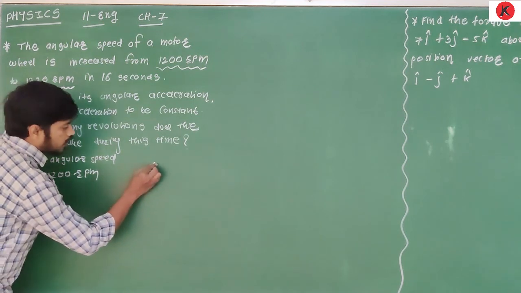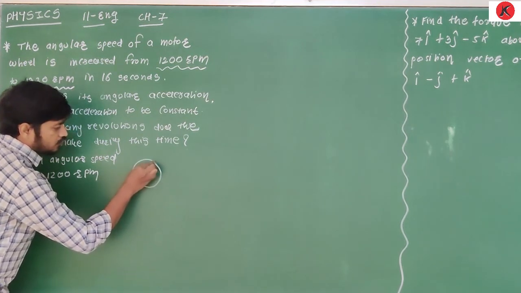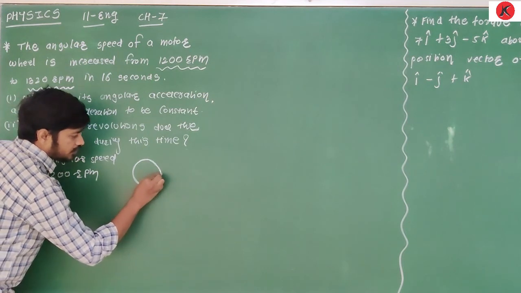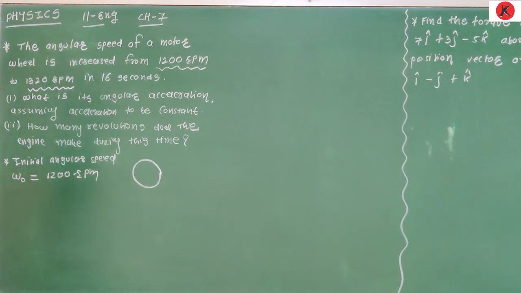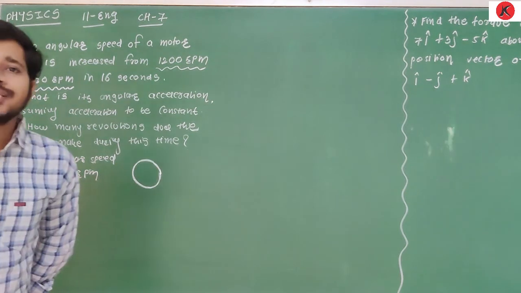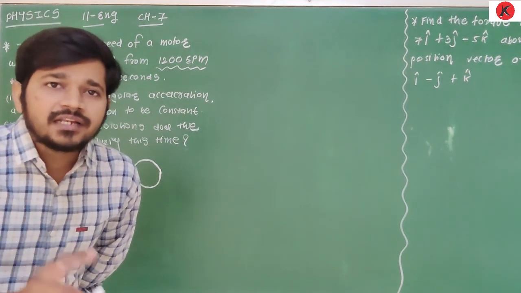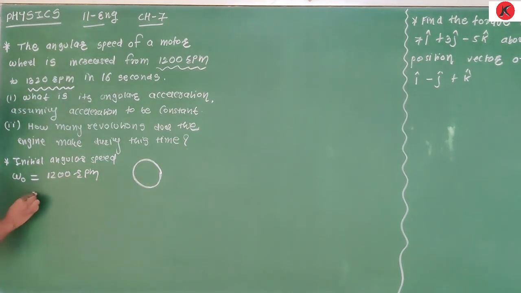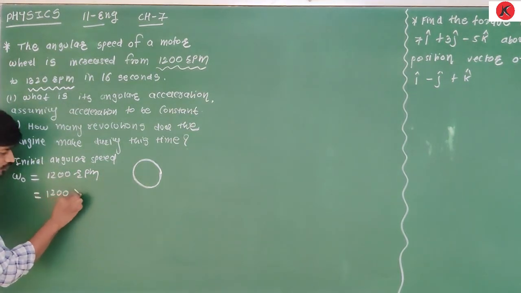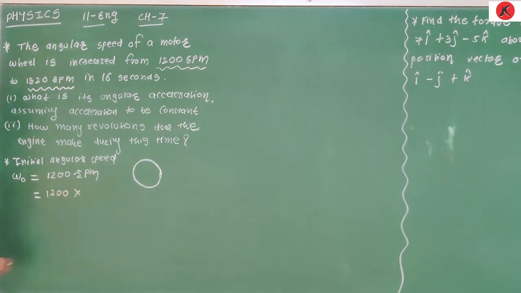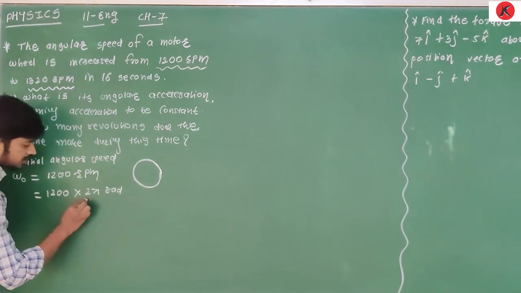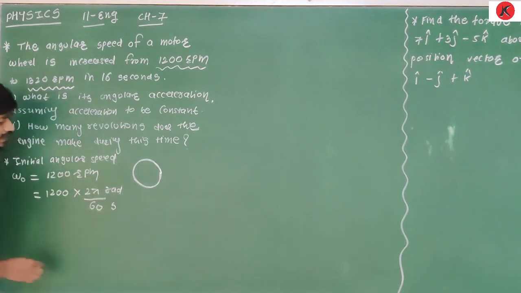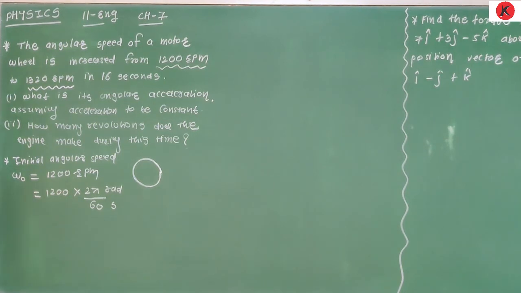We know that one revolution, starting from this point and reaching this point, means 2 pi radian. One revolution means the angular displacement is 2 pi radian. So how to convert this rpm? It is 1200 into 2 pi radian, per minute means divided by 60 seconds.